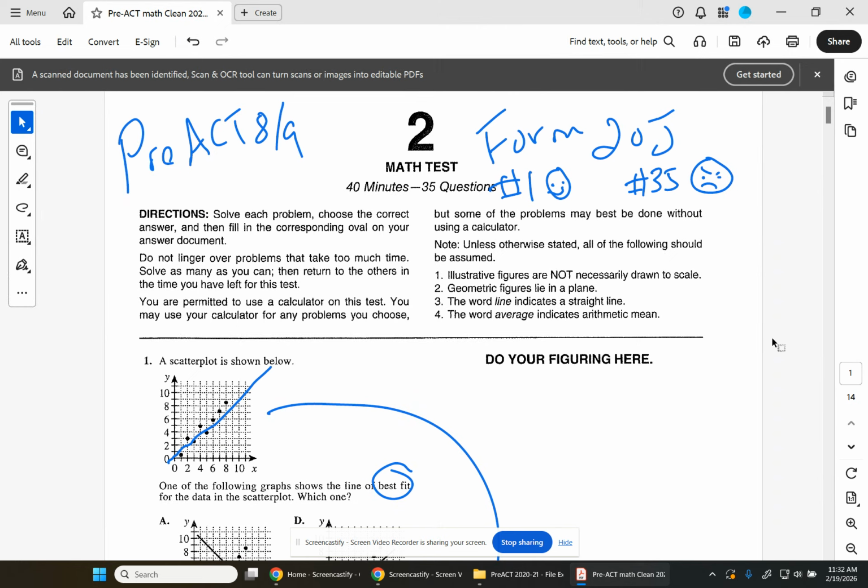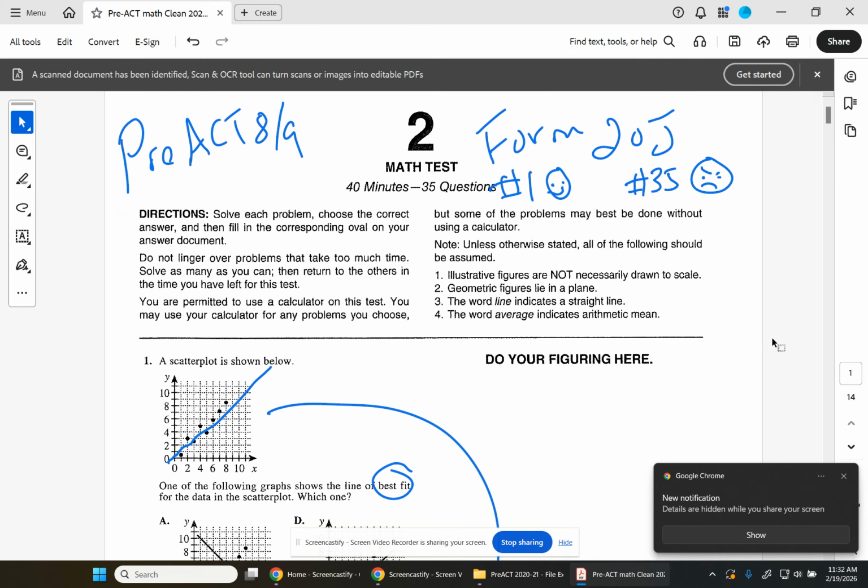Remember that ACT math always gets a little more difficult as you cruise along. Number 1 should be easy. Don't overthink it. All the way to the end, it gets a little more difficult. And it's testing your math literacy. It's testing how well you speak math. So keep that in mind.